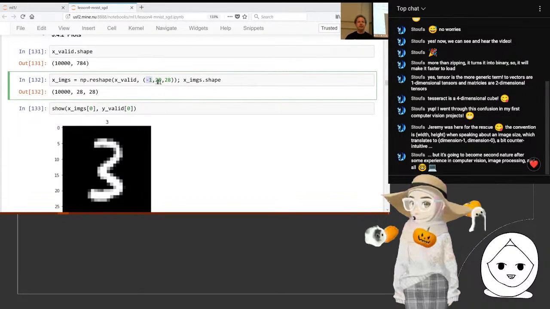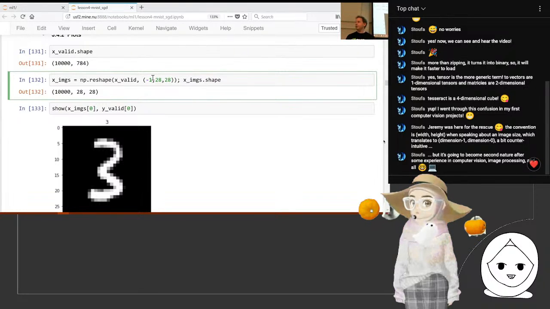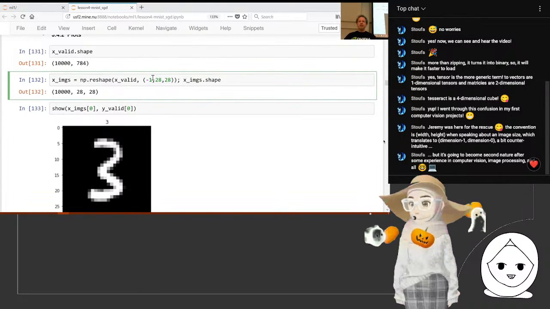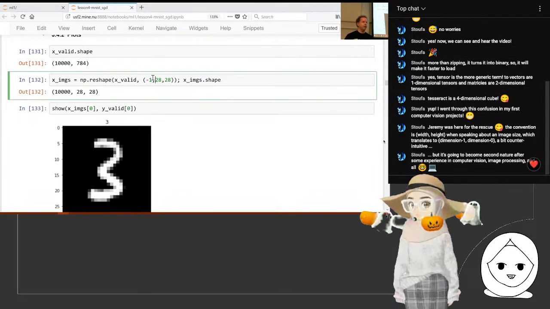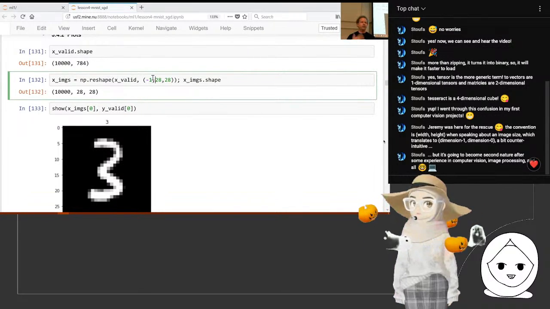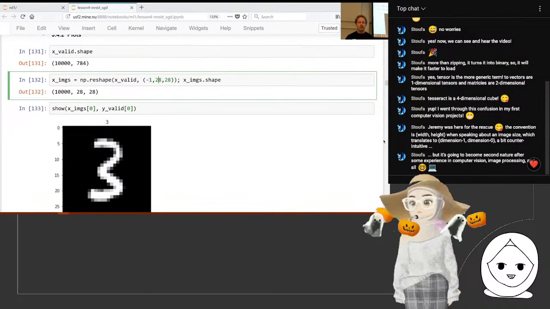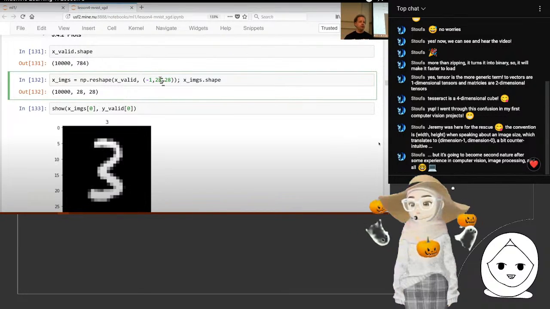I could have written 10,000 here, but I try to get into a habit of, any time I'm referring to how many items are in my input, I tend to use minus 1, because it just means later on I could use a subsample, and this code wouldn't break. I could do some kind of stratified sampling. If it was unbalanced, this code wouldn't break. So by using this kind of approach of saying minus 1 here for the size, it just makes it more resilient to changes later. It's a good habit to get into.